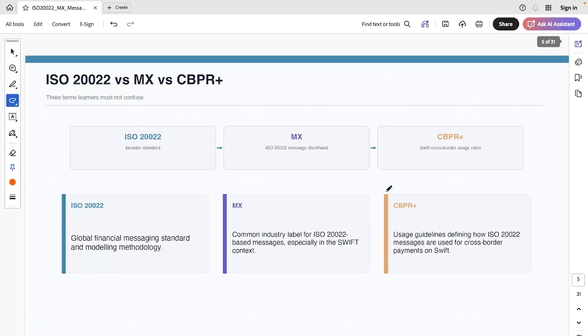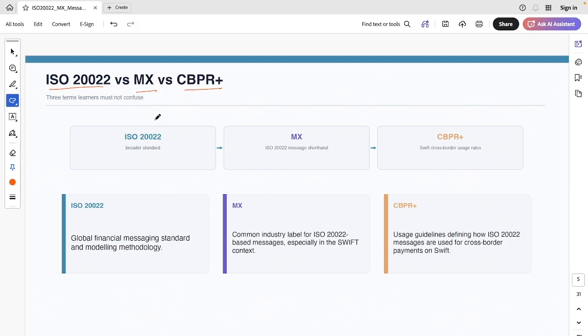Now, before we go deeper, we must clarify three terms that are often mixed together: ISO 20022, MX, and CBPR Plus. In banking discussion, people often use ISO 20022, MX, and CBPR Plus as if they all mean the same thing. They are related, but they are not identical. The distinction is very important from business analysis and project team perspective.